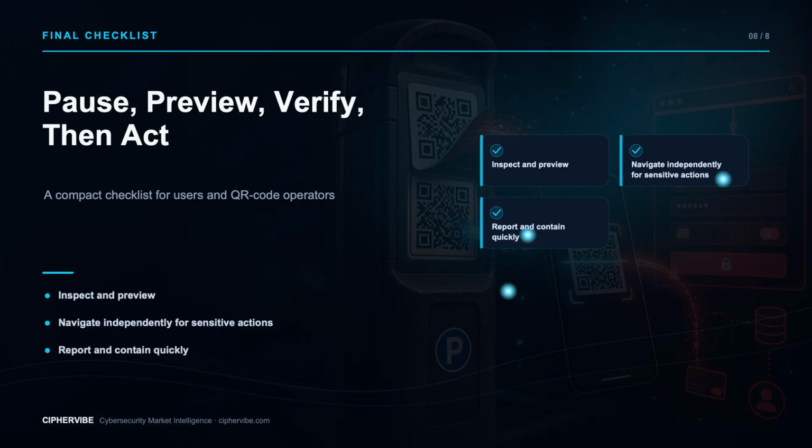Publishers should inventory every public code, use owned branded domains, add tamper evidence, inspect the physical estate, monitor destinations, and rehearse removal and takedown. If something feels wrong, stop and report the exact location. A QR code is a convenient pointer, not a certificate of trust.